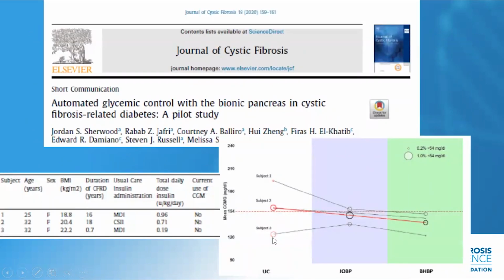This 3-subject pilot study looked at the bionic pancreas by Damiano and colleagues, introduced to adults with established CF-related diabetes. 1 and 3 were on multiple daily injections and 2 was on a pump. And you can see here their mean continuous glucose monitoring results improved, initially here on insulin only, and then here on both insulin and glucagon. And this is interesting because the whole system is designed for type 1 diabetes and shows promise potentially for future use in CF.